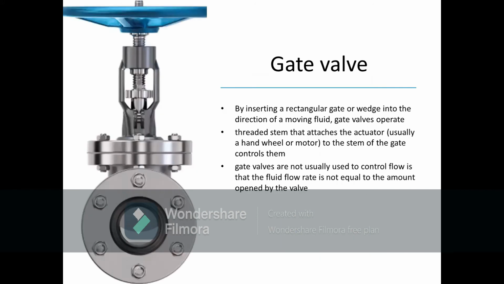Next, the gate valve. Gate valves operate by inserting a rectangular gate or wedge into the direction of moving fluid. So that's how gate valves will operate. A threaded stem that attaches the actuator, usually a hand wheel or motor, to the stem of the gate controls them. Why are gate valves not usually used to control flow? Well, that's because the fluid flow rate is not equal to the amount opened by the valve. So this makes it difficult to manage in some cases. It could also lead to some damage due to fluid flow velocity and whatnot.